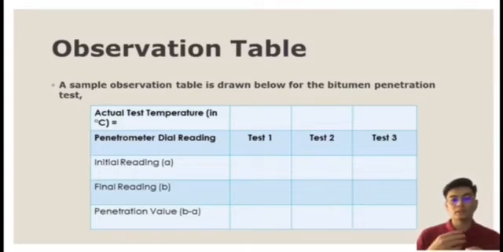Penetration is the distance travelled by a standard needle of 1 square millimeter cross section, of specific size, width and shape, under predetermined conditions of temperature.